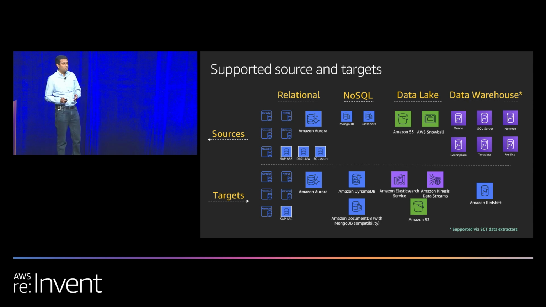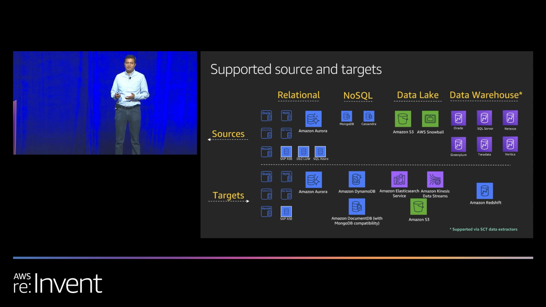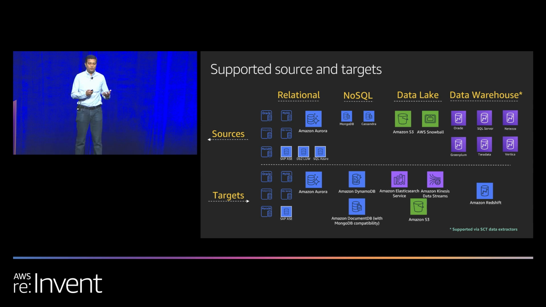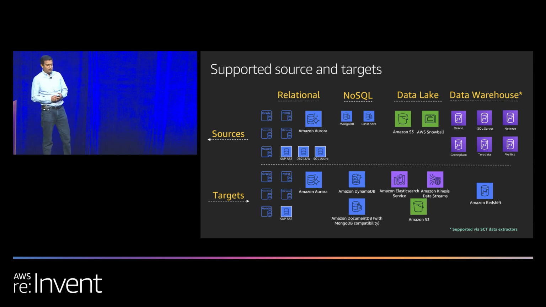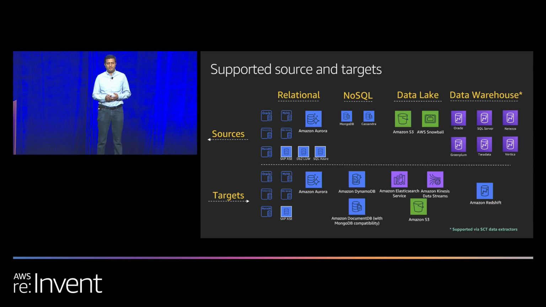You can also migrate from NoSQL to NoSQL, like MongoDB to DocumentDB. Even from NoSQL to SQL, like you can migrate from MongoDB to any of the supported targets that are listed here. Using SCT, you can extract data from Cassandra, push to S3, and once it is available on S3, you can migrate data to all targets supported by DMS. DMS also provides integration with AWS Snowball, and in the next slide we'll see more details on it.